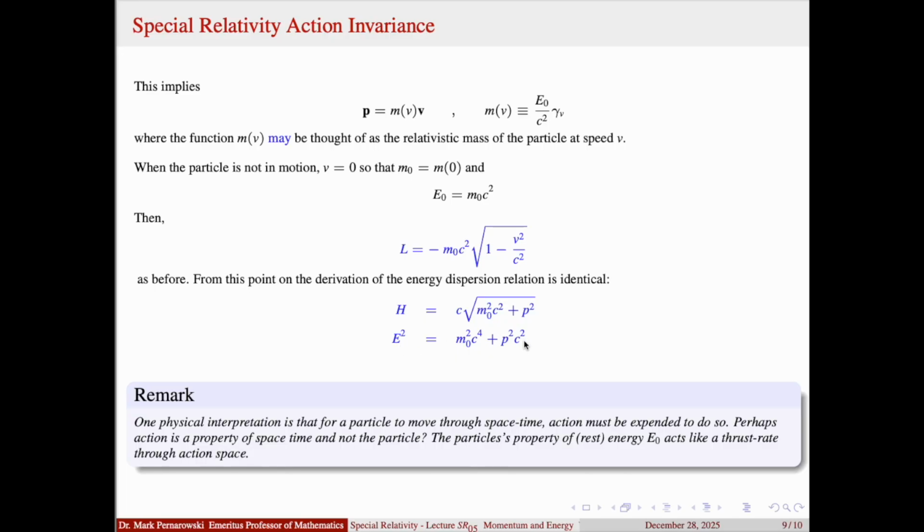So this is interesting. It says if the action of the particle is decreasing at a constant rate, E naught, which is its rest energy, then it must be the case that this energy dispersion relation is true, and that E equals mc squared when momentum is 0. So what does that possibly mean? Well, I'm going to go off script here, and I'm just going to give a sort of pseudo physical argument as to why this might be true.